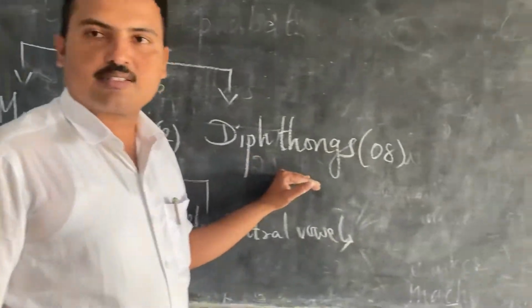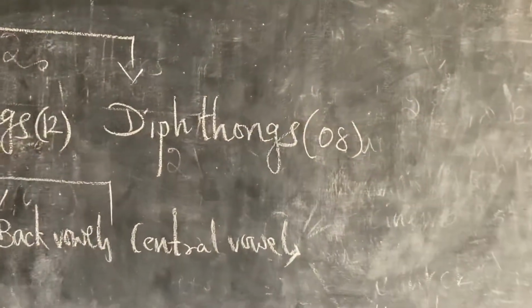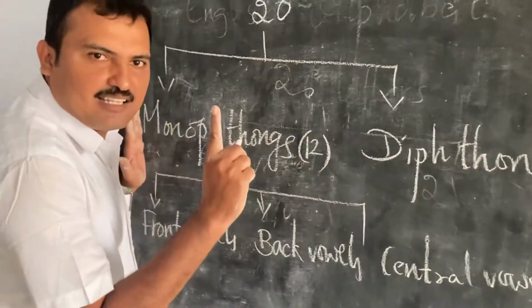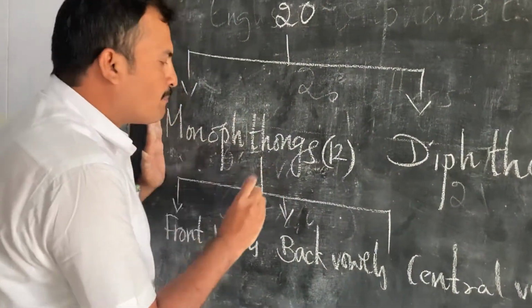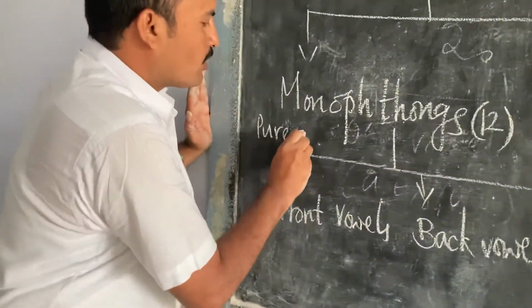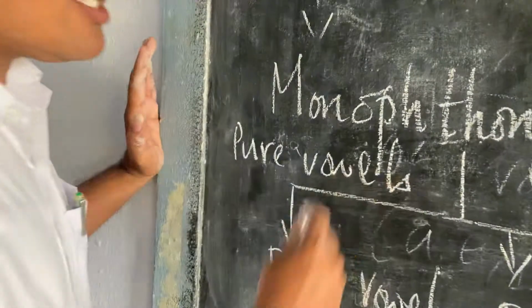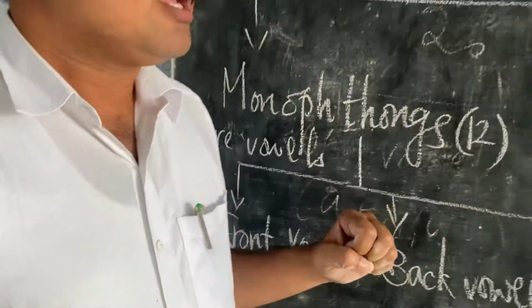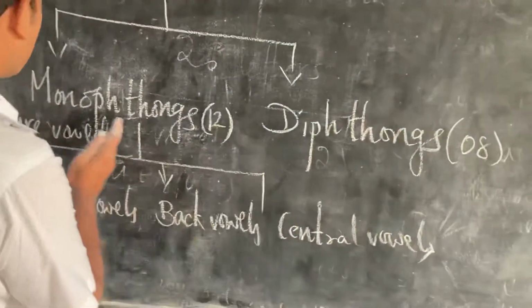And diphthongs are, monophthong, mono means single. So these are also called pure vowels. Monophthongs are also called pure vowels because these are the original vowels. And diphthongs are the combination of pure vowels.